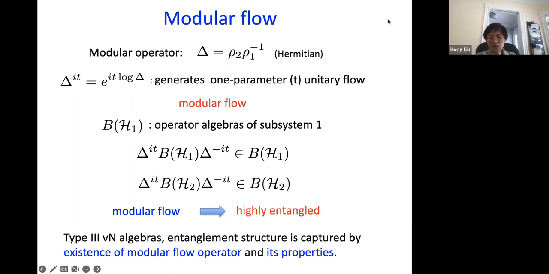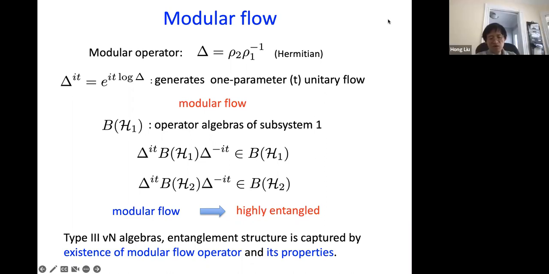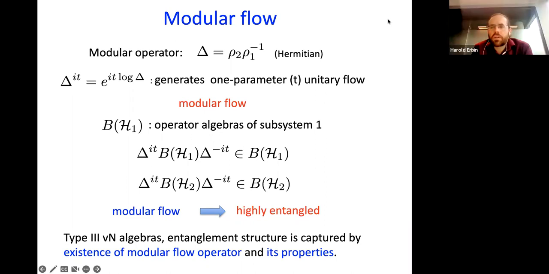And then you can already use it to do a lot of things. Of course, for physics, it's always good to know it explicitly. But in special situations, for example, if you have Rindler space-time, we do know it explicitly, just given by the boost operator. And what it does is generate the boost.